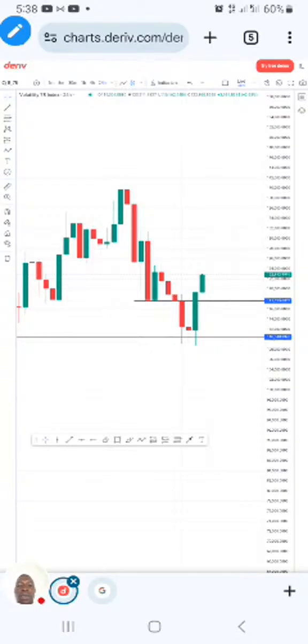So now today I'm going to show you another scalping strategy that you will be using on a daily basis so that you can be profitable with this Volatility 75 Index.